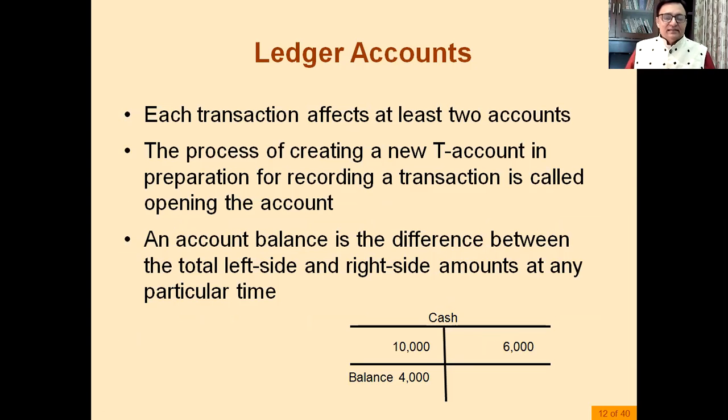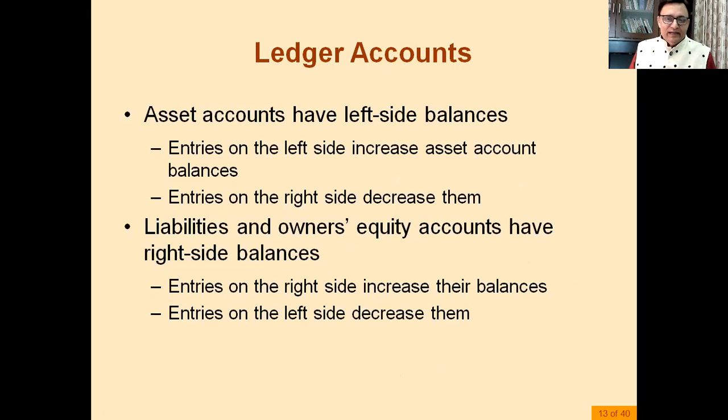So account balance. Similarly, when the year comes to an end, on that day we will balance the debit and credit side of the account. And account balance is the difference between the total left side and the right side of the amounts at any particular time. So in this way, at the end, we will balance. For example, on the debit side of the cash account, we have 10,000. It means cash comes in 10,000 and cash goes out 6,000. So ultimately the balance will be 4,000 in our hand. Similarly, all accounts will be balanced at the end of the year.